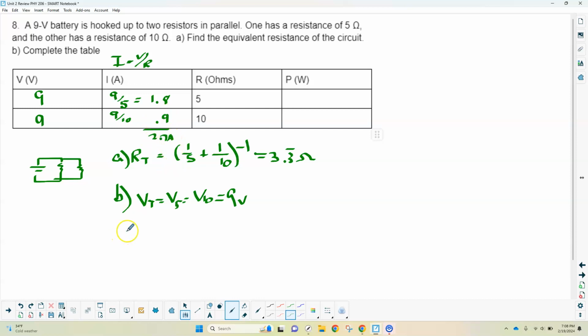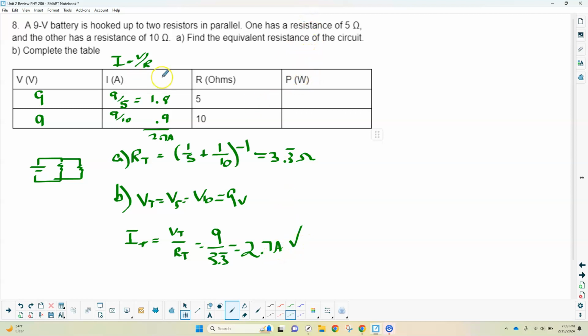If I wanted to check it, I could do the total current is equal to the total voltage divided by the total resistance. So this would be 9 over 3.3 repeating. And if you do that, you will get 2.7 amps. So that checks out. That means that we did that part right.